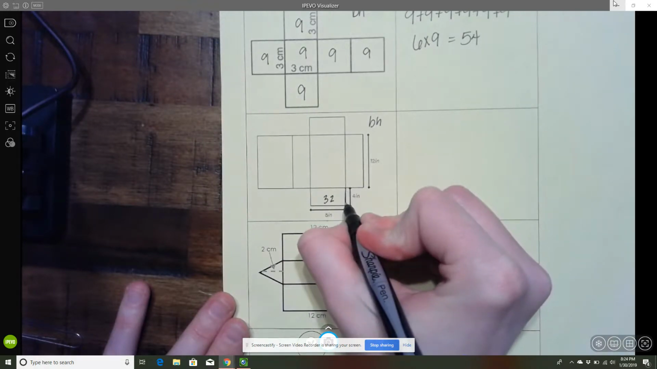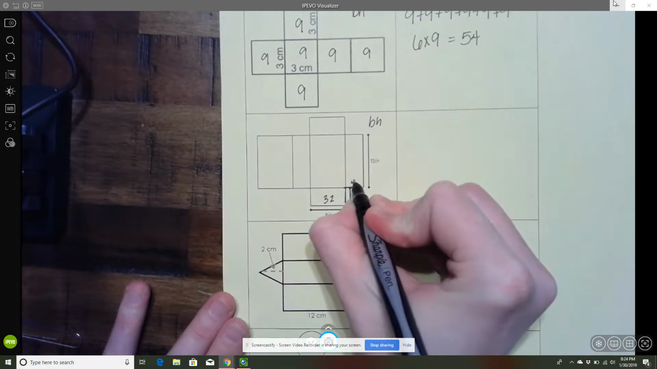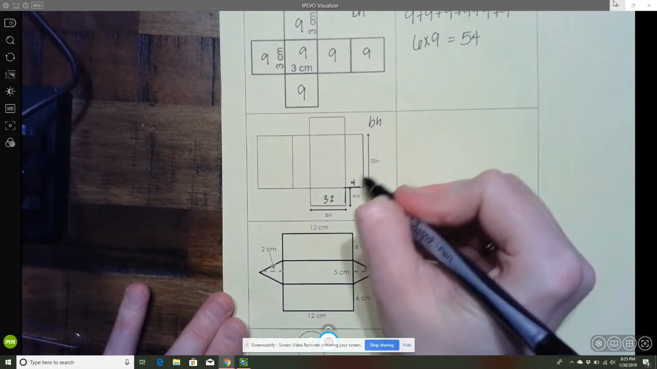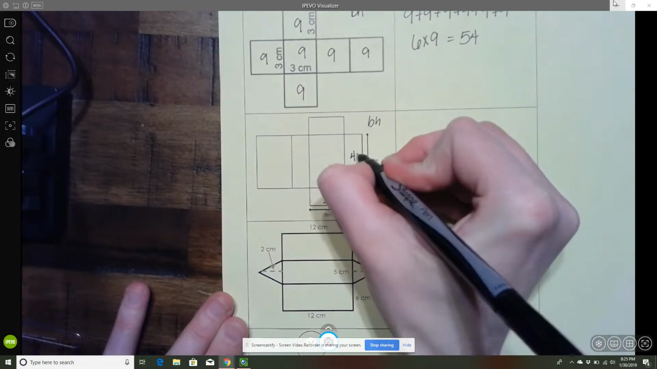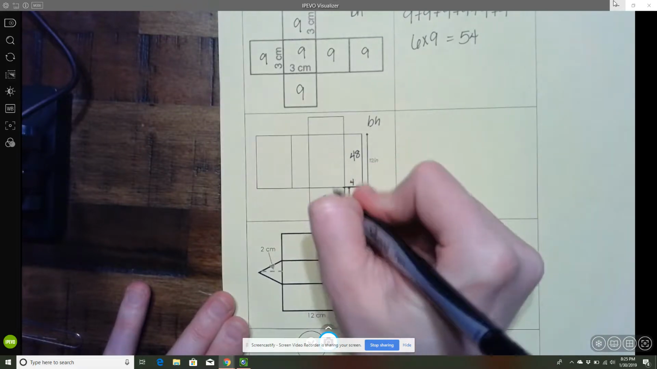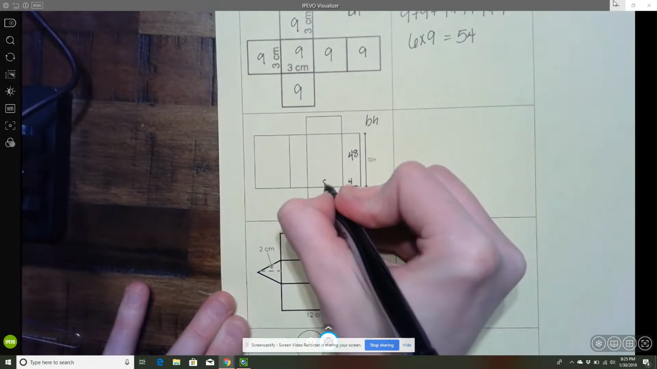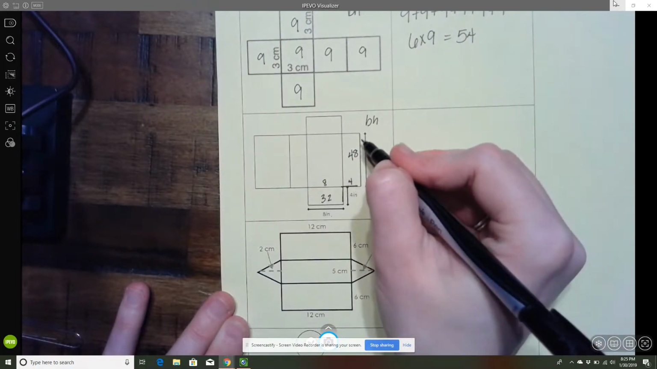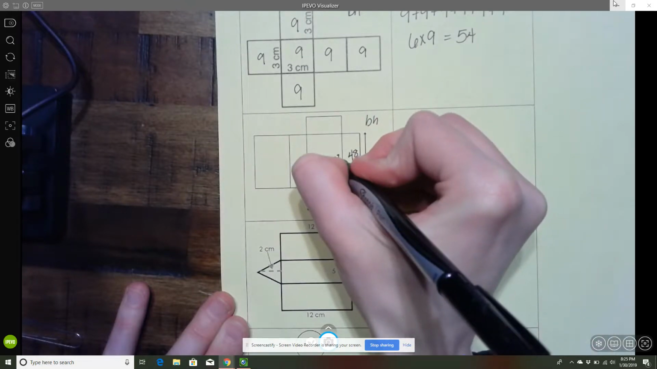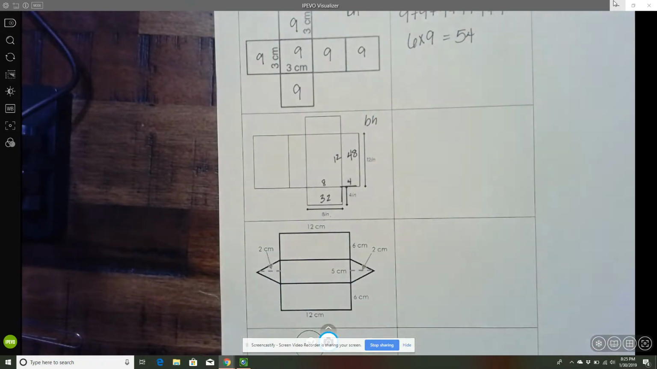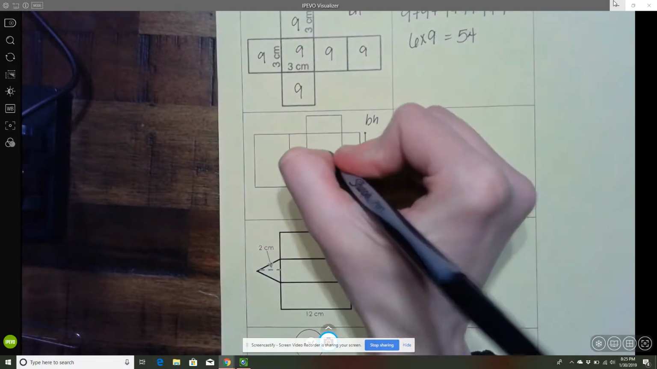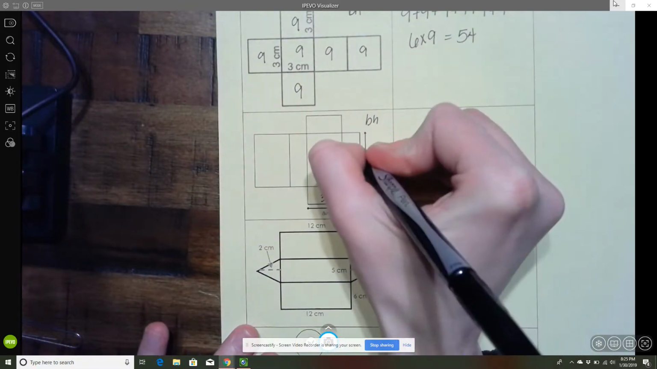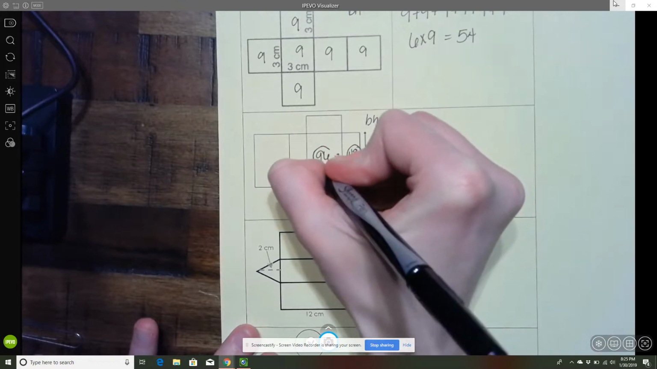So if this side is 4, this side's going to be 4 as well. So I would have 12 times 4, which would be 48. And then if this side is 8, then this side would be 8 here. And if this side is 12, then that side would be 12. And so 8 times 12 is 96. I'm going to circle my areas here.